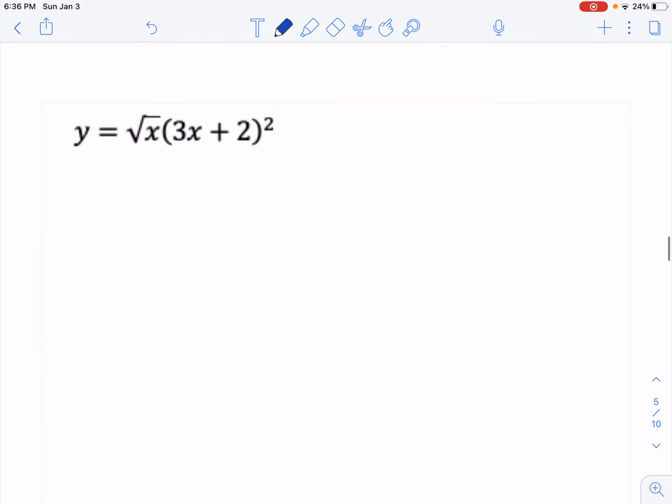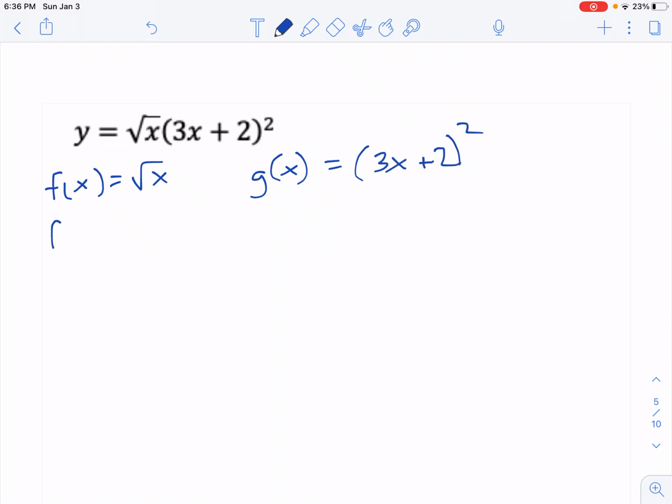All right, how about this one? This one's a little bit trickier. So we have our first function, it's the square root of x, and our second function is 3x plus 2 squared. We need to find the derivative of both of these functions separately. Pause the video now and see if you can do that. Don't forget the chain rule.